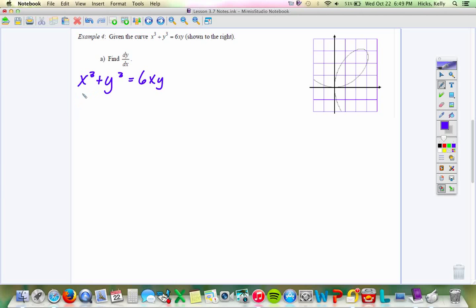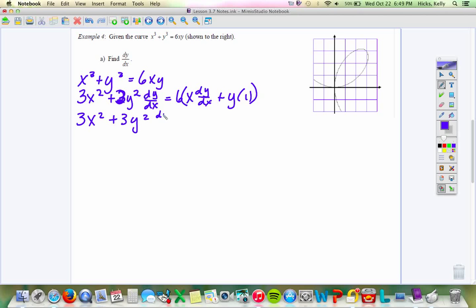All right, so let's see. What do we get when we take the derivative here? We get 3x squared plus 3y squared dy dx, because we need a chain rule, take the derivative of y with respect to x, equals 6. Let's see, the first one times the derivative of the second one plus the second one times the derivative of the first one. And clean all this up a little bit, and we get 3x squared. It's not really very clean.